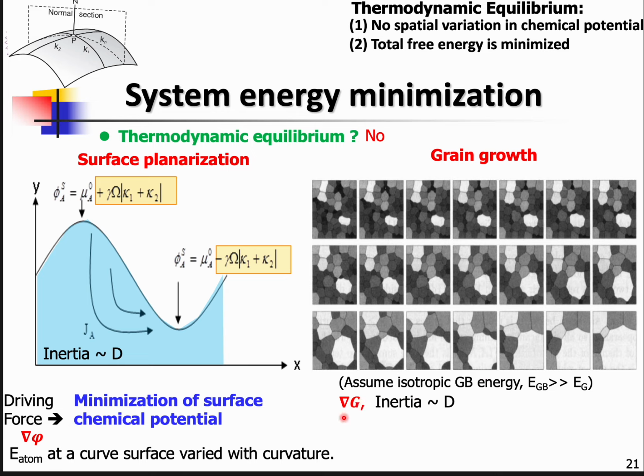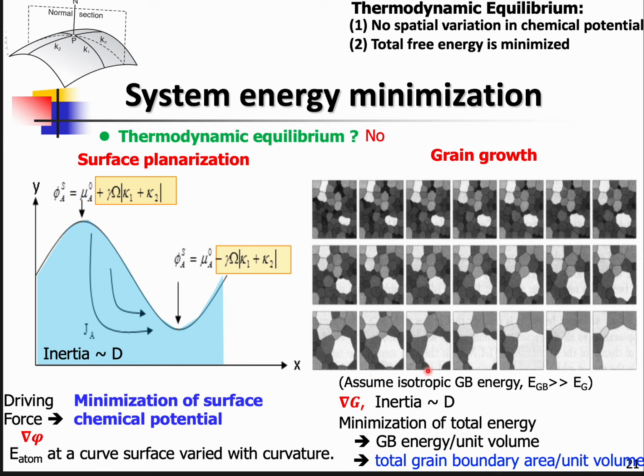So here, if you want to emphasize what the driving force is, I would say it's the energy gradient. And grain growth also involves mass transport, so the inertia of the system will be the diffusivity of the materials. And the final goal here, even though it is not in equilibrium conditions, is that the process will minimize the total free energy of the system.